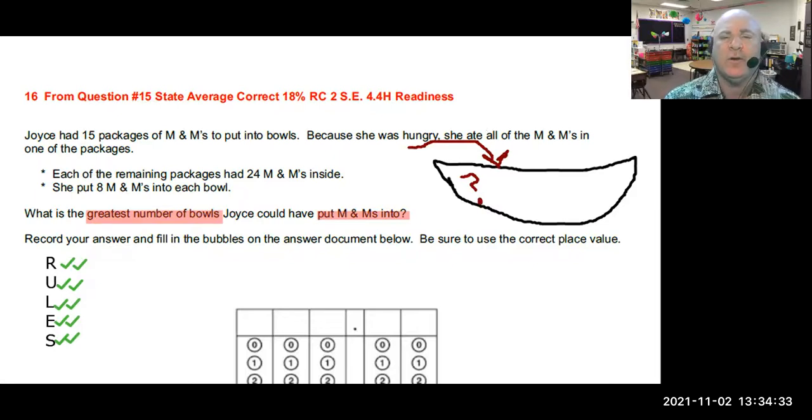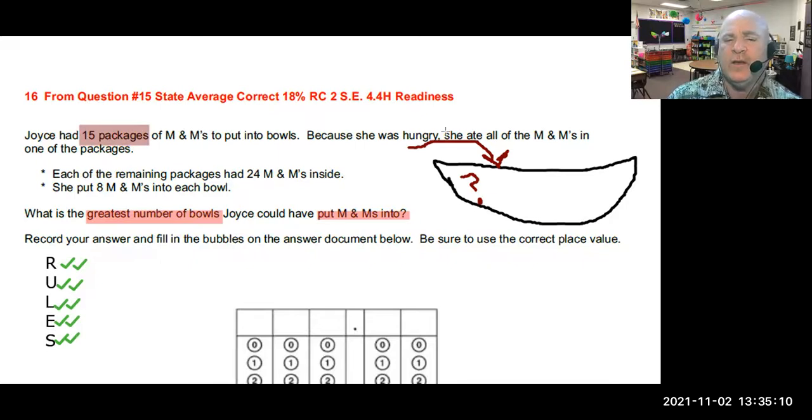So we'll go back to our highlighting, and we're going to have to read the question now to figure out, before I can figure out how many bowls I need, I got to figure out how many M&Ms I have. So let's figure out what we got. There it is. Joyce had 15 packages of M&Ms to put in the bowl, 15 packages. Because she was hungry, she ate all of the M&Ms in one package.